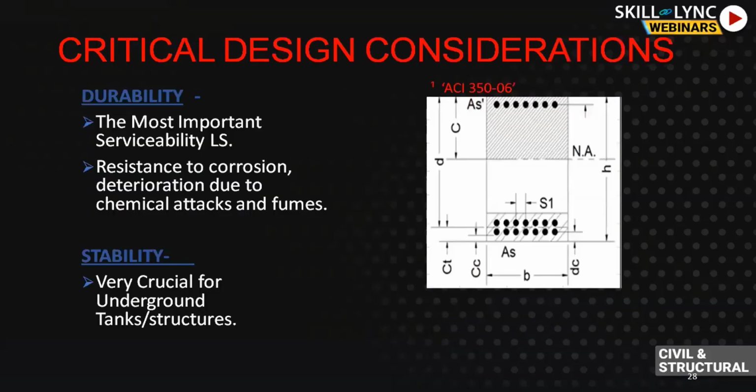This is the most important thing for design: durability, resistance to corrosion, deterioration due to fumes or chemical attacks. Most important are all these things, stability and durability. This is a typical cross-section of a wall where you can see reinforcement on both sides has been utilized. On the tension side and on the compression side, both sides are utilized to calculate the crack width.